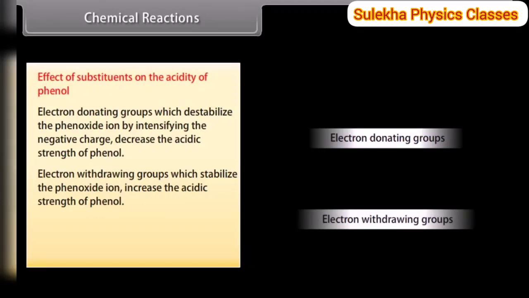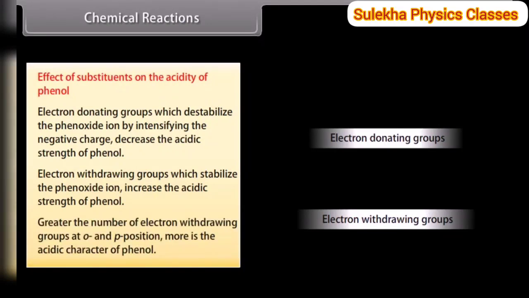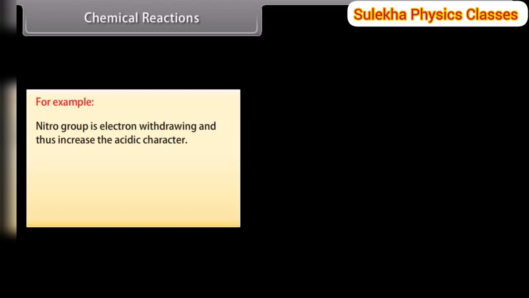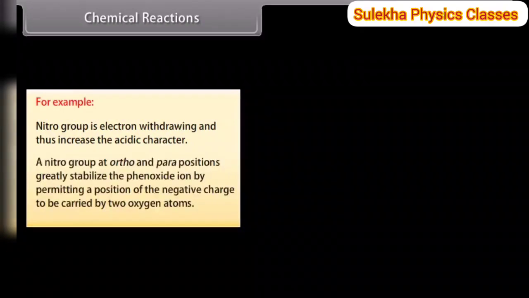Electron-withdrawing groups which stabilize the phenoxide ion increase the acidic strength of phenol. Greater the number of electron-withdrawing groups at ortho and para position, more is the acidic character of phenol. For example, nitro group is electron-withdrawing and thus increase the acidic character. A nitro group at ortho and para positions greatly stabilize the phenoxide ion by permitting a position of the negative charge to be carried by 2 oxygen atoms.